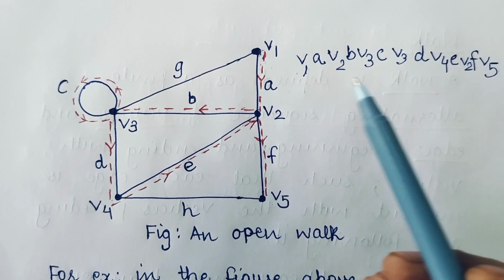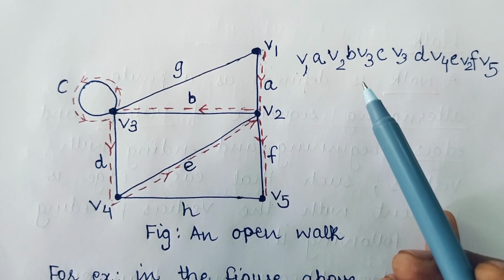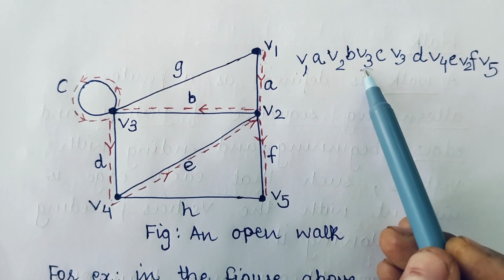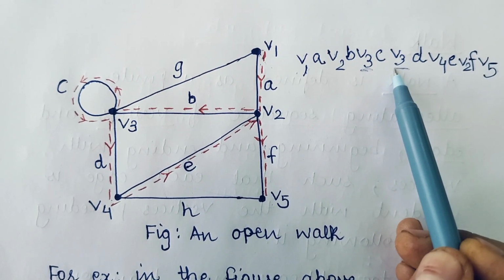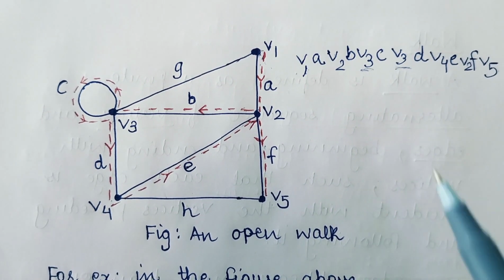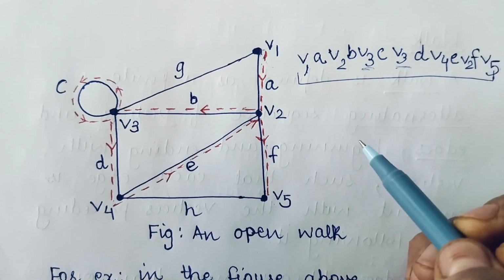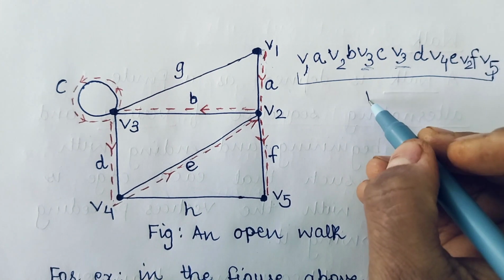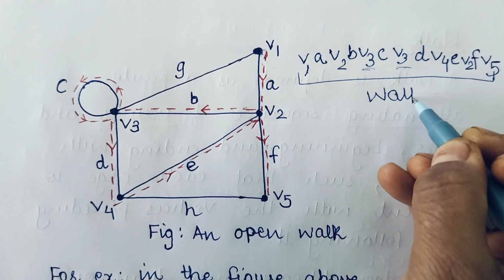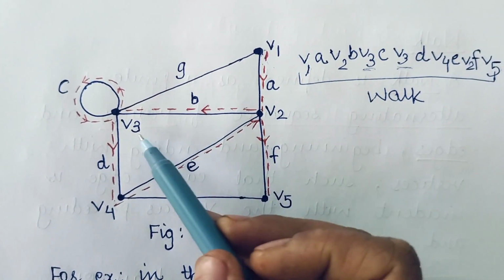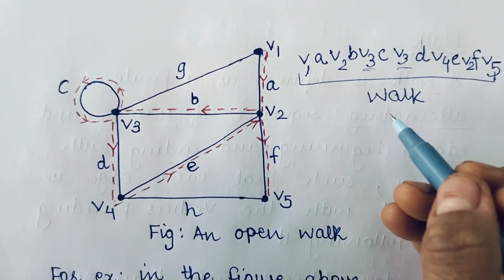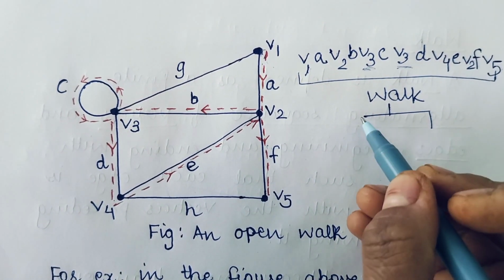Also, it says that the vertices can be repeated. So here the vertex V3 is repeated in this walk once. Now this gives you a walk. So this alternating pair of vertices and edges gives you a walk in this graph, which is highlighted with the red dashed lines. Now this walk, basically there are two types of walks.